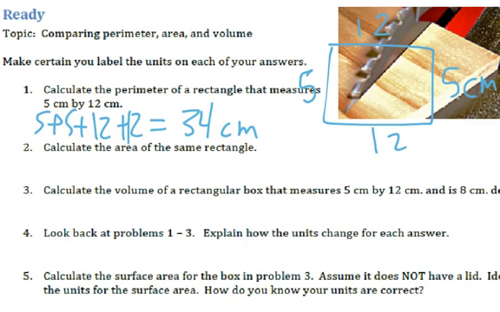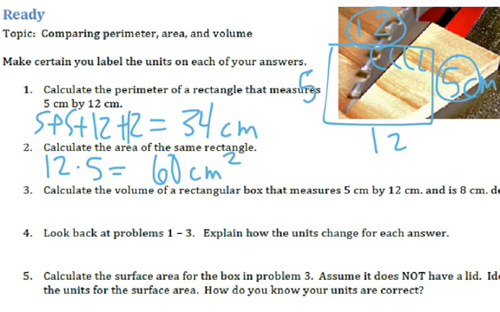Now, let's calculate the area. Well, the area of a rectangle is just base times height, or length times width. So 12 times 5, which gives us 60 centimeters. Now, because it's area, those centimeters are actually squared. It's like we can say there's 60 little teeny boxes in here, teeny little squares.